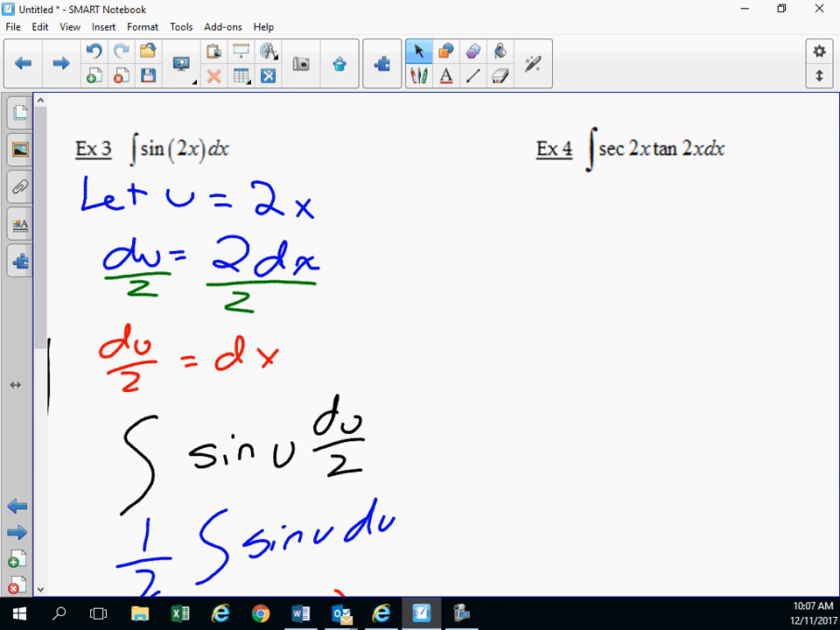It says secant 2x tangent 2x. Now, I didn't actually put the parentheses in there, but could you put them in there? Yes. Where would they go? Around the 2x. They're not in there, but they would go around the 2x. So it's the secant of 2x times the tangent of 2x.